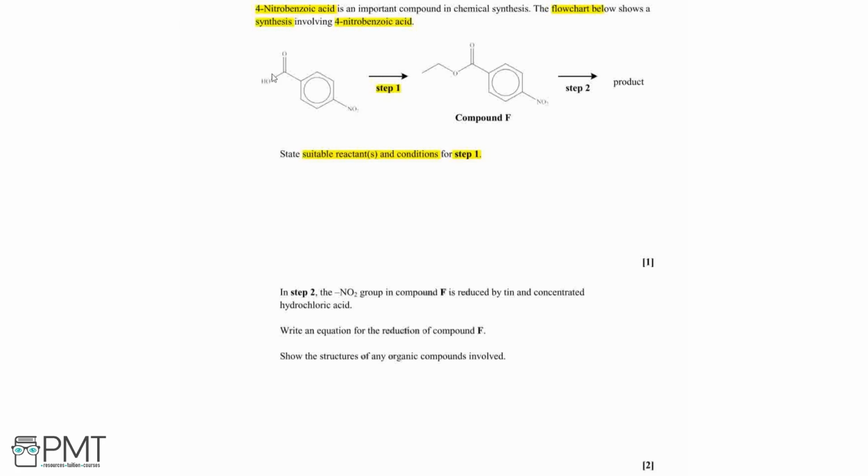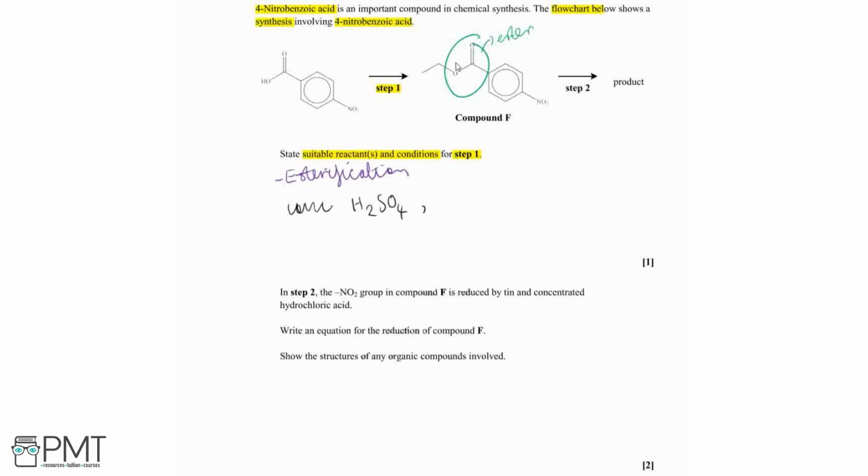So let's look at the differences between our 4-nitrobenzoic acid and our compound F. So we can see that on compound F, we've got an ester group overall. Therefore, this reaction for step 1 is an esterification reaction overall. And for this esterification reaction, we're going to need some concentrated sulfuric acid, and that's acting as both a catalyst and a dehydrating agent. And we're going to need an alcohol in order to react with this carboxylic acid group.